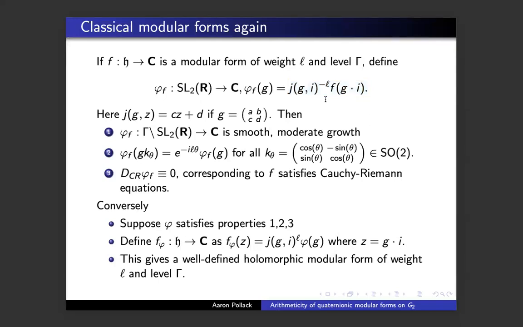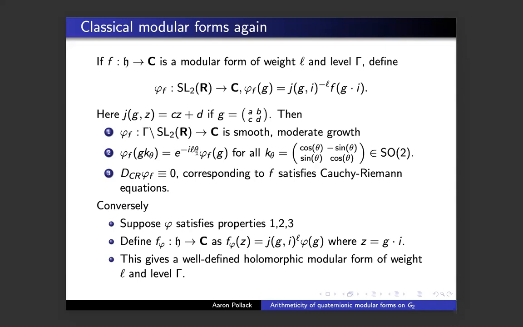Okay, and then it turns out if you do this, phi sub f is, of course, a smooth function. It's left invariant under gamma instead of transforming under this factor of automorphy. It has moderate growth. It has a right equivariance under the maximal compact subgroup SO(2). So SO(2) here is the maximal compact subgroup of SL2(R), and you can write all the elements in this compact group SO(2) as rotations, k sub theta. And you have an equivariance condition: phi f of g k sub theta is phi f of g times this exponential.